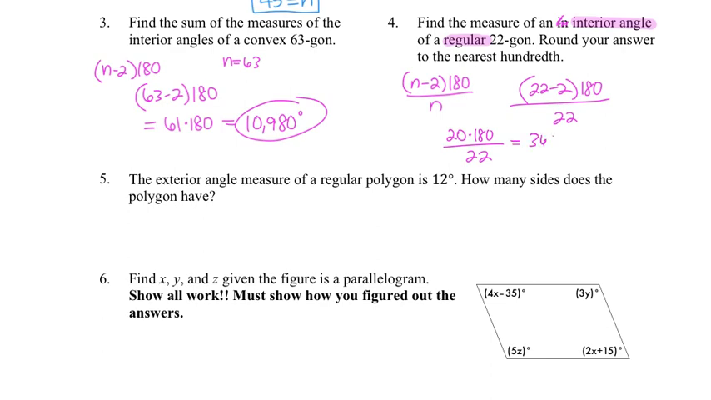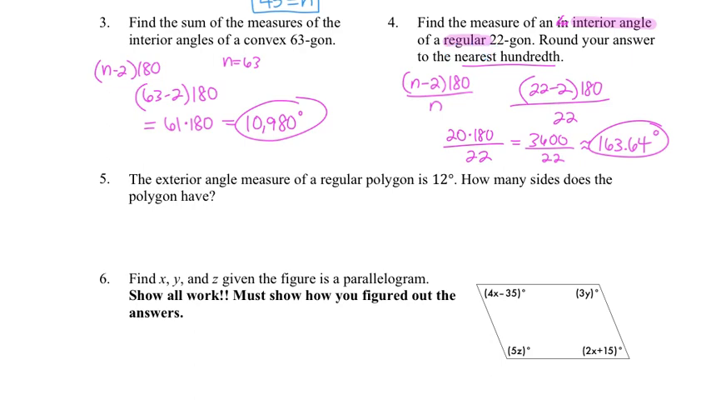So I'm just going to write out some steps here. You should have got 3,600 divided by 22 gives you approximately, because I told you to round to the nearest hundredth, 163.6363. I think that repeats. So it's just 163.64 if you round to the nearest hundredth degrees. So that is the measure of each interior angle of a regular 22-gon.